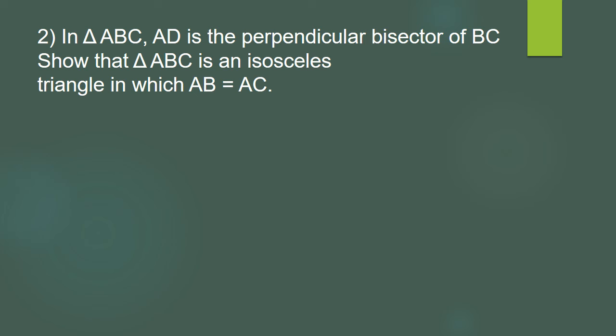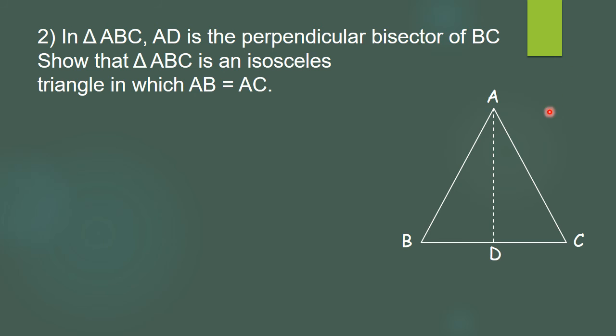In the second question, ABC is a triangle. AD is a perpendicular bisector of BC. Now, what is meant by the perpendicular bisector of a side? It is perpendicular and divides the line segment into equal halves. So BD and DC are equal, and as it is perpendicular, this angle is 90. And they have asked to prove that it is an isosceles triangle.